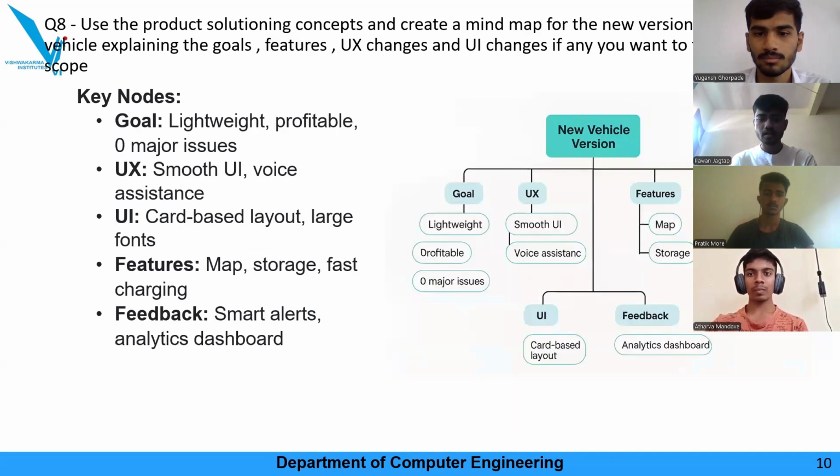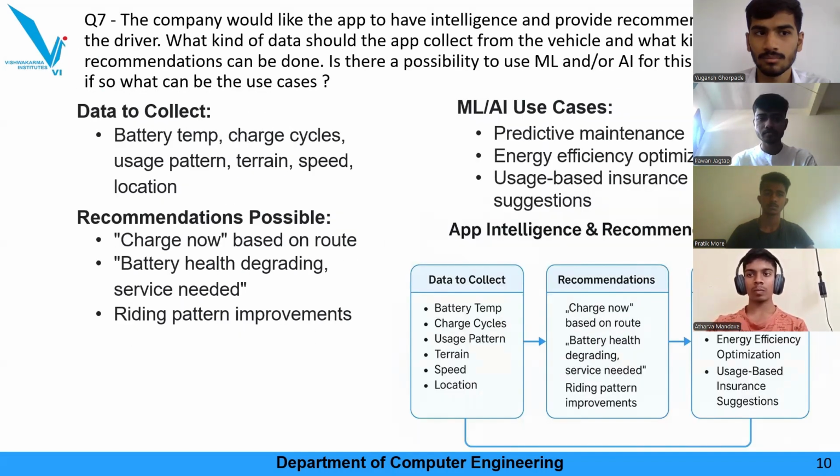So for data to collect: battery temp, charge cycles, usage patterns, terrain, speed, location. And recommendations: charge now based on route, battery health degrading, service needed, riding pattern improvement. ML AI use cases: predictive maintenance, energy efficiency optimization, usage based insurance suggestions.